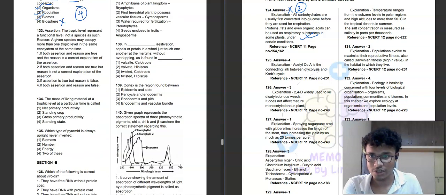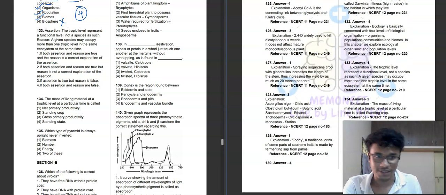Moving towards the next question, 133. An assertion is given. You can see how many assertion-reason questions there are. It is in our trend. We have to attempt this kind of question, and we have to read the NCERT carefully to attempt them.